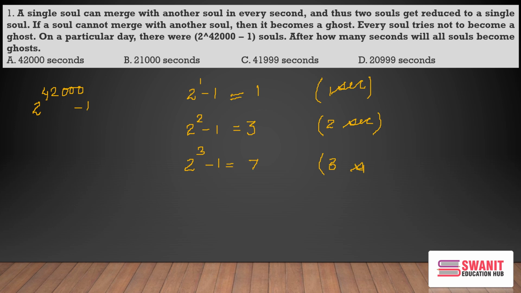So now what has happened? By this I can figure out there is a pattern coming up. For power 1 I need 1 second, for power 2 I need 2 seconds, for power 3 I need 3 seconds, and hence for power 42,000 I need 42,000 seconds, and therefore my answer for the question is option A, that is 42,000 seconds.